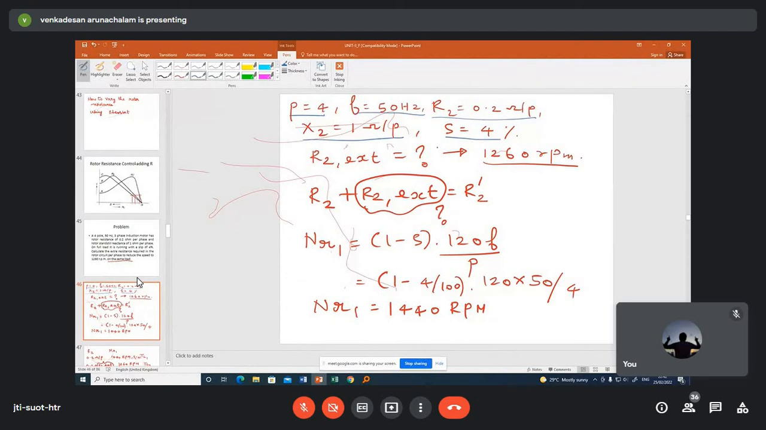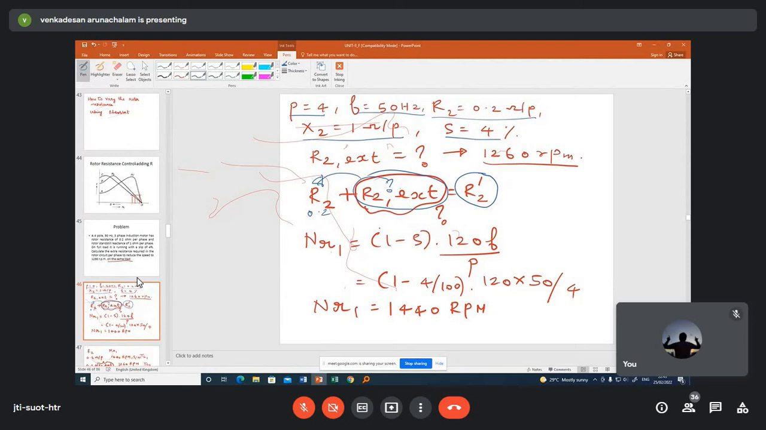Right? So now what they are asking is what should be the external rotor resistance to be added in the rotor section so that the speed of the motor will be 1260 rpm. If I want to run the machine at the speed of 1260 rpm, what is the extra resistance to be added in the rotor circuit? So that is what they are asking. So they are adding some resistance to the already existing resistance R2. R2 I know is 0.2 ohm per phase. Now we have to find this R2 external. So the addition of R2 plus R2 external is taken as R2 dash.